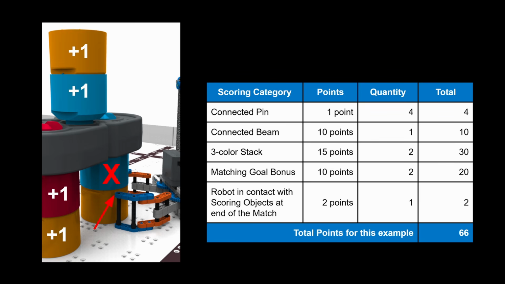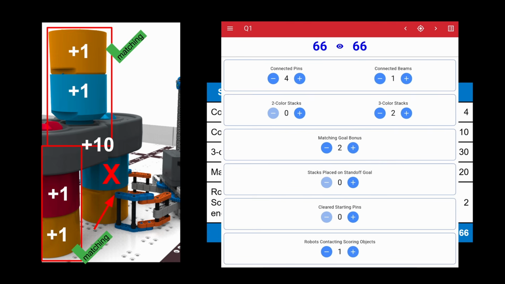Meanwhile, you get 4 connected pins. There is the 1 connected beam. And there are 2 3-color stacks. Again, because the blue and yellow stack is invalidated, you only get 2. And then because those 2 stacks are connected to a gray beam, those get the matching goal bonus. And here's what it looks like on the tablet.